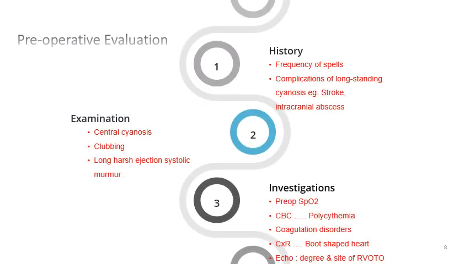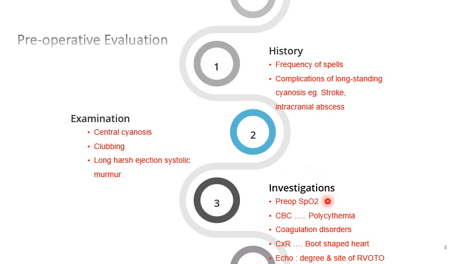The preoperative evaluation of a Fallot patient includes history for the frequency of spells, complications of long-standing cyanosis such as stroke and intracerebral abscess. Examination includes central cyanosis by looking at the tongue, clubbing, presence of a long harsh ejection systolic murmur at the pulmonary area due to turbulent flow at the RVOT.